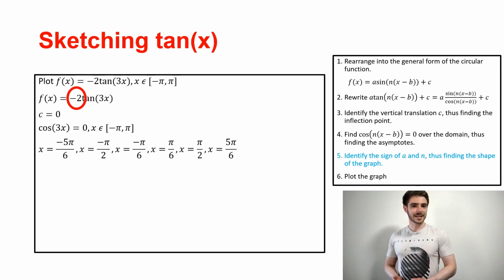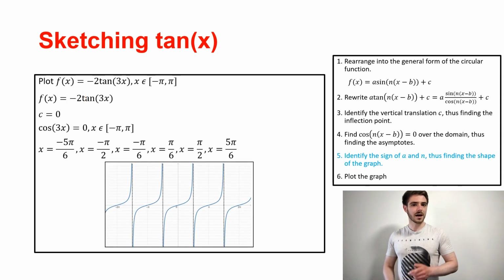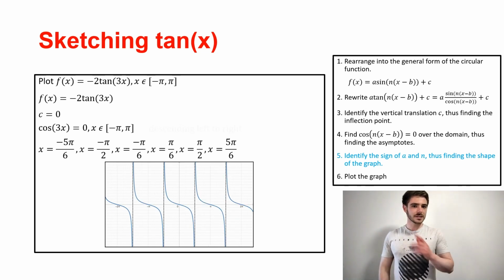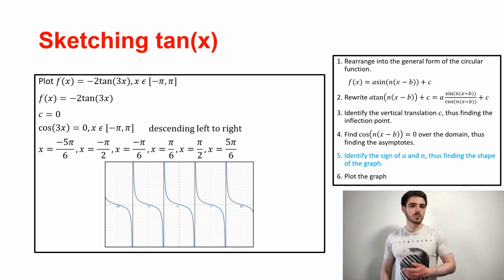Normally, tan x ascends from left to right. It gets larger as it goes from left to right. If it's reflected in the x-axis, it's going to now descend. It's going to get smaller from left to right.